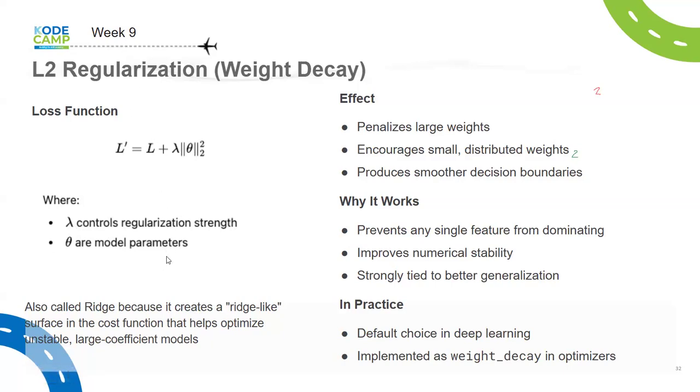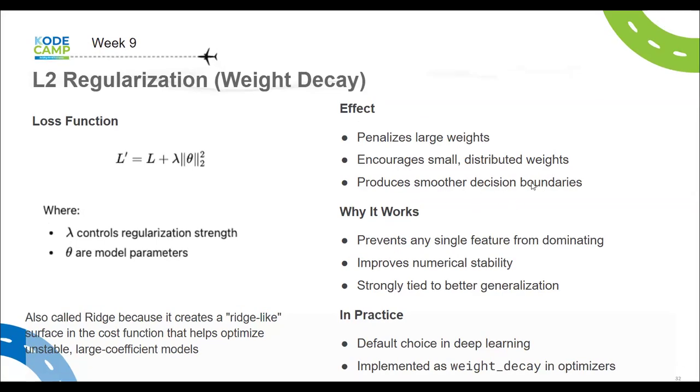Sorry, ridge regularization. The effect of this is that it penalizes large weights because it's a square function. So remember, anything that is squared always increases the effects of large values, right? Then it encourages small distributed weights. It encourages small distributed weights. So that's just the opposite of penalizing large weights. Produces smoother decision boundaries, because it reduces the capacity and makes them more of a polynomial kind, right?